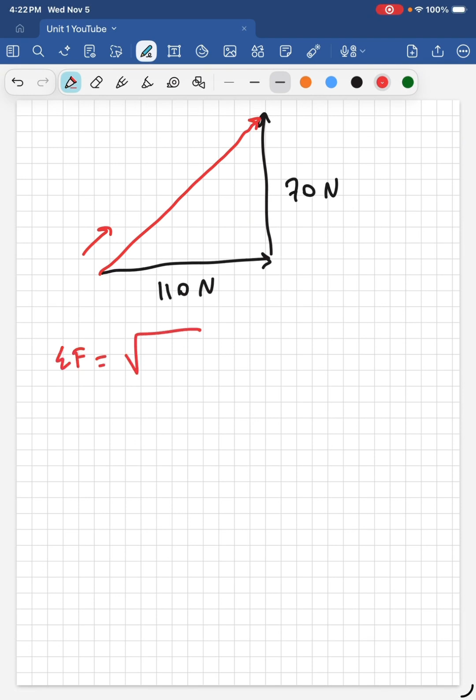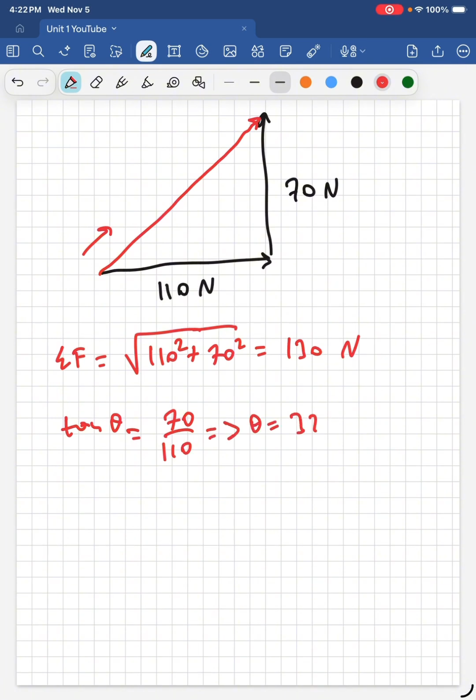So sigma F is the square root of 110 squared plus 70 squared, which is 130 newtons, okay? And the tangent of theta is 70 over 110, which yields an angle of 32 degrees, okay? So the direction of this resultant force is 32 degrees with respect to the horizontal. This is how things are expressed, okay?